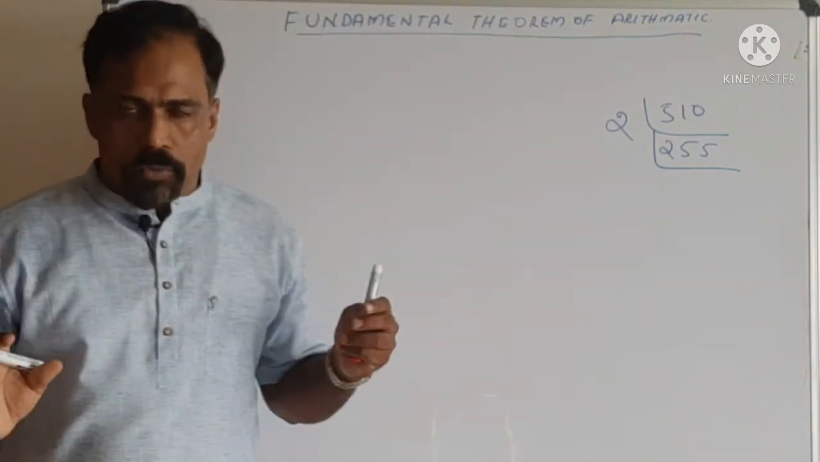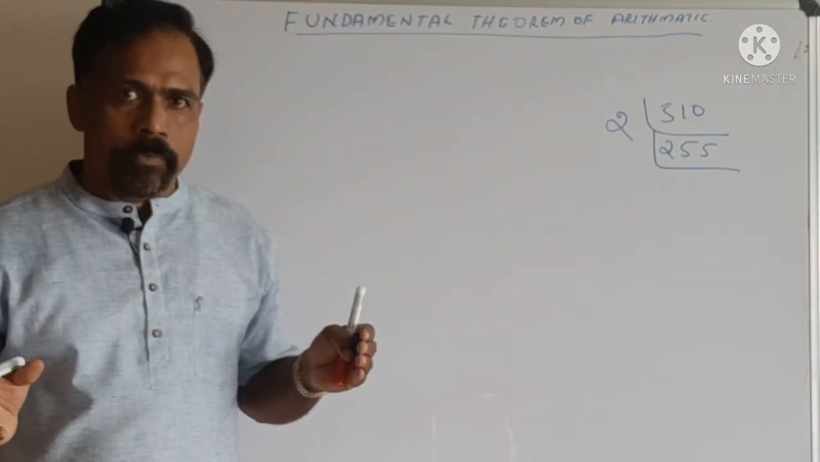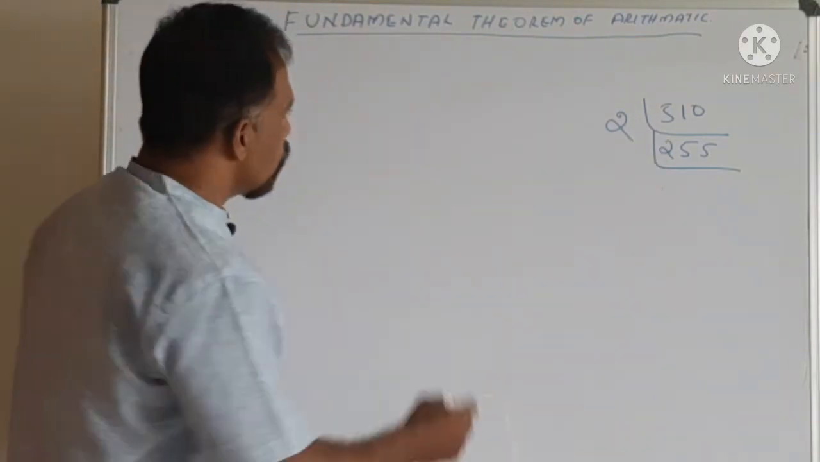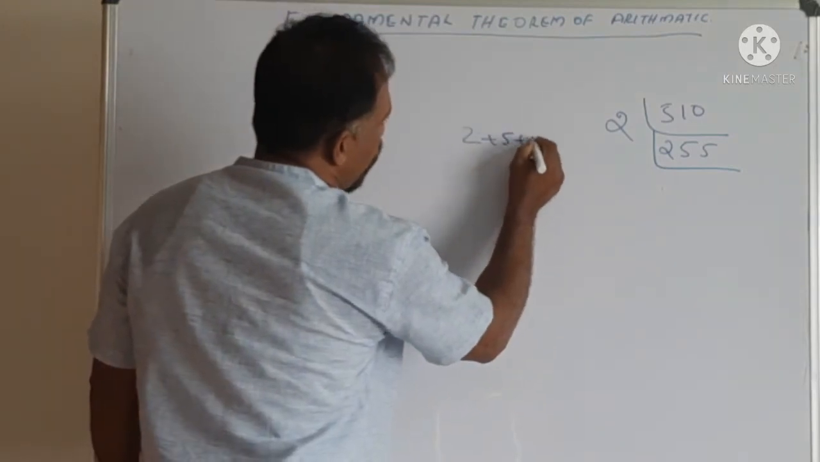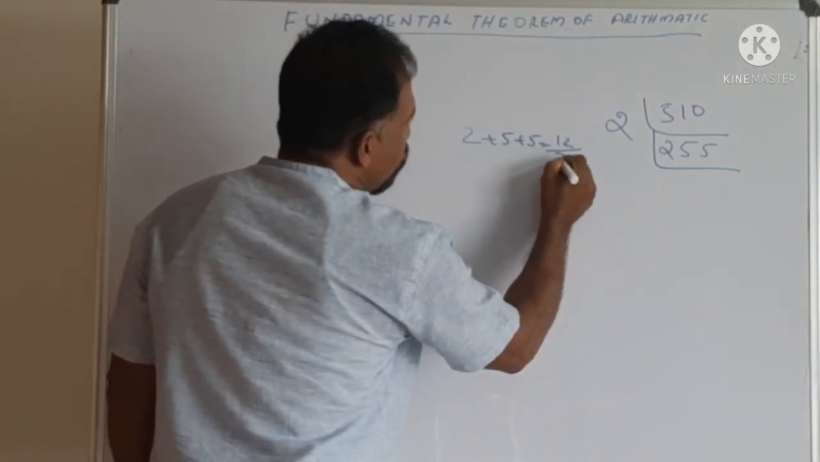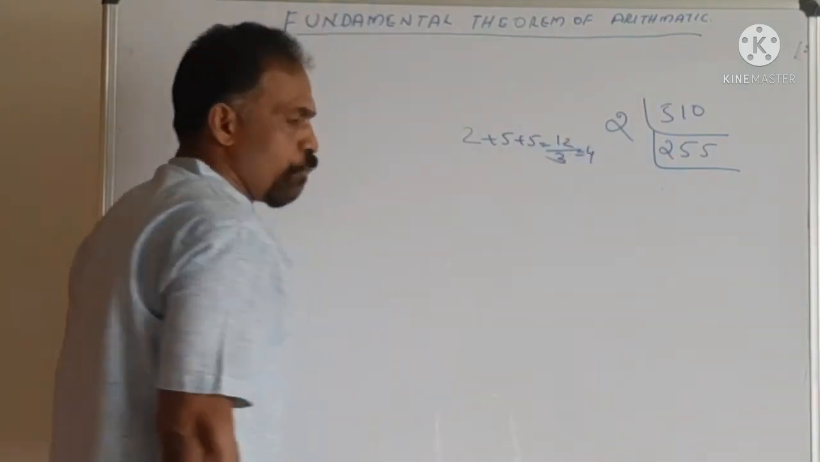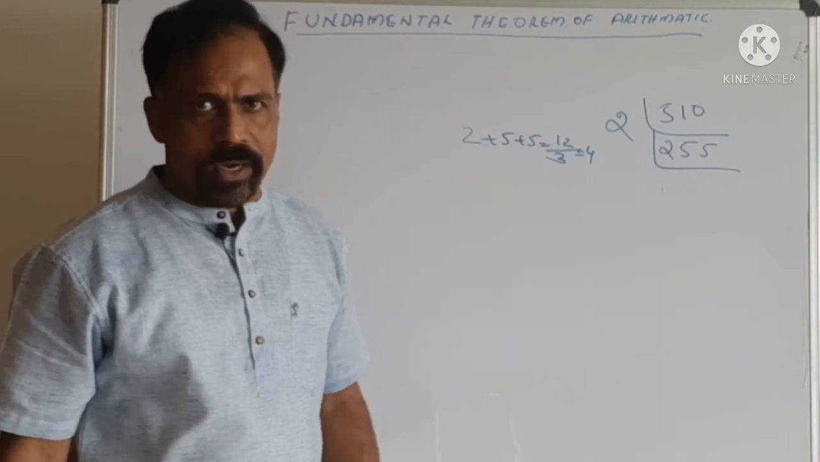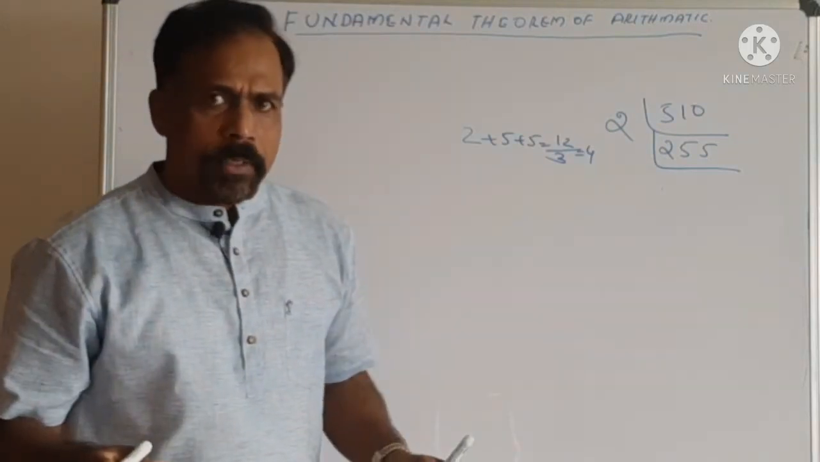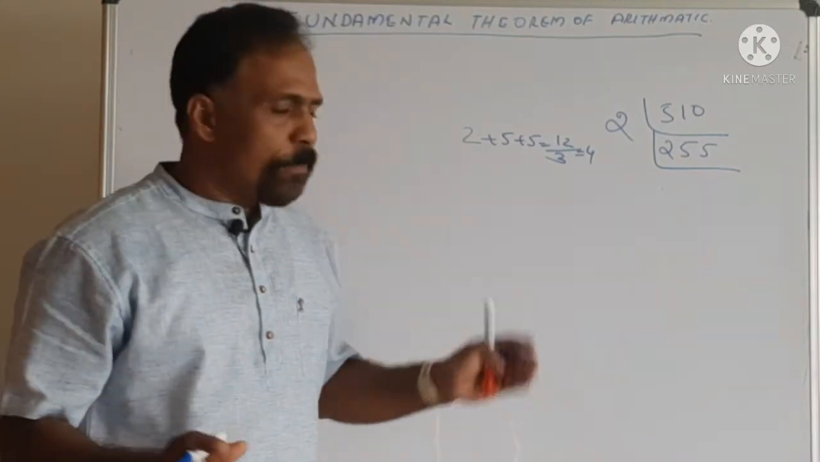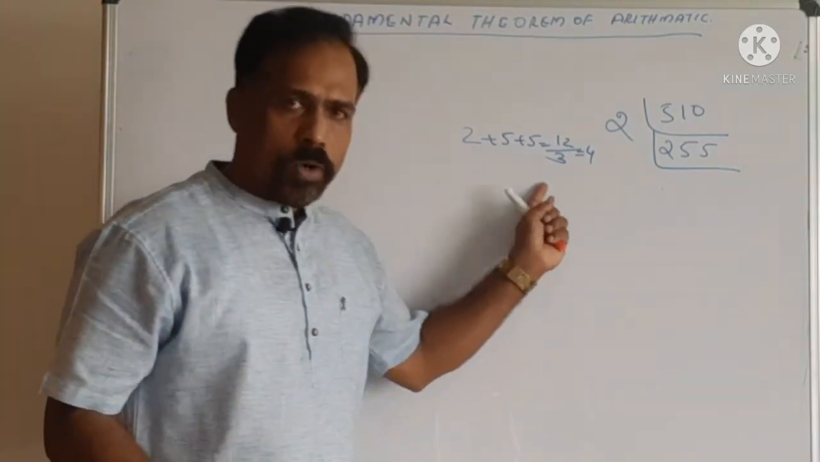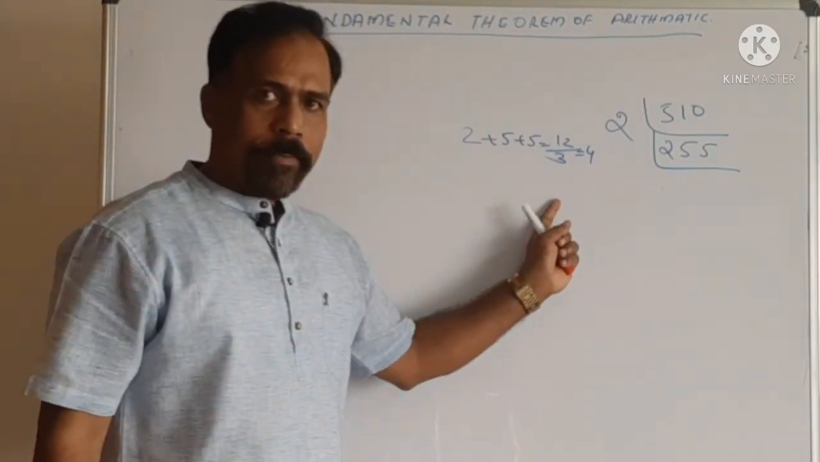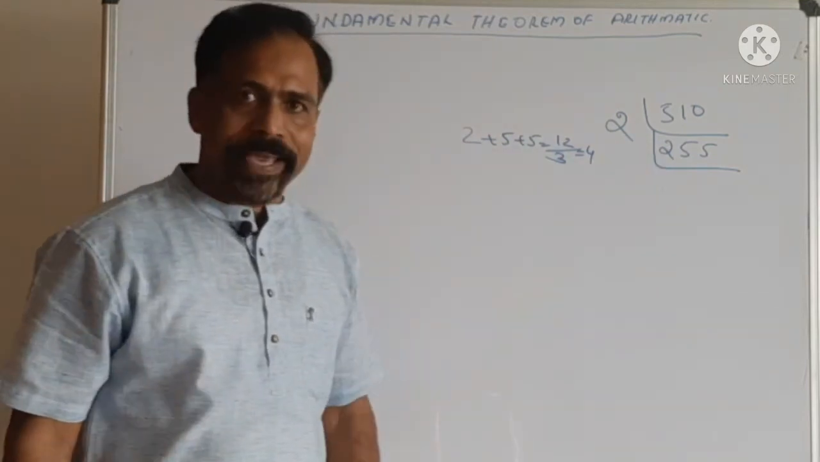Do you know the divisibility rule of 3? How to check it? You just add the digits, that is 2 plus 5 plus 5, that is 12. If the sum is divisible by 3, in this case we get 4, that means that number is divisible by 3. This you have already studied in your previous classes. The simplest way is to add all the digits, and if the sum is divisible by 3, then the number itself is divisible by 3.